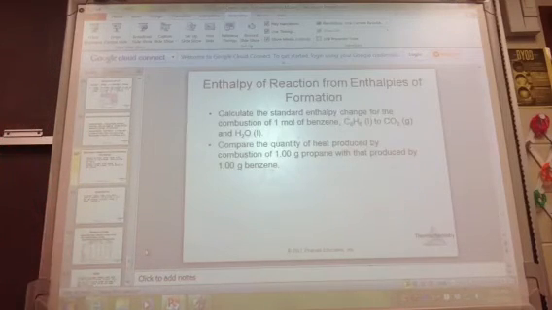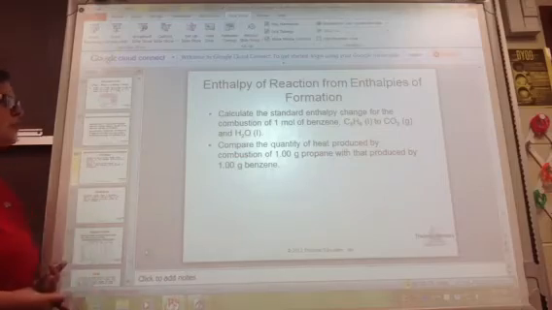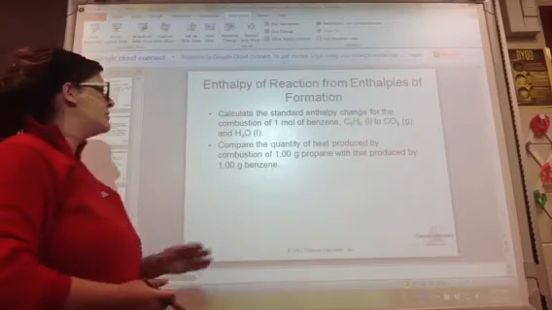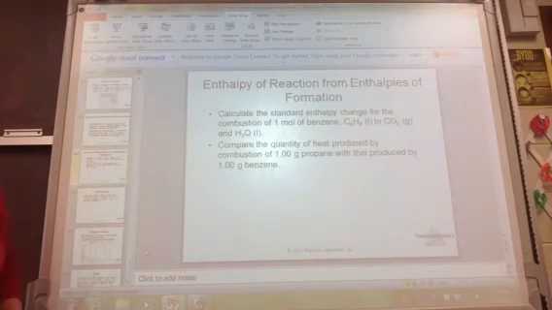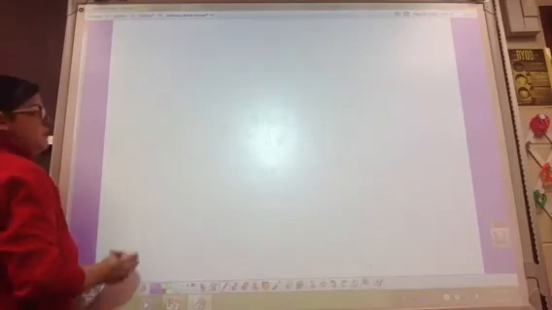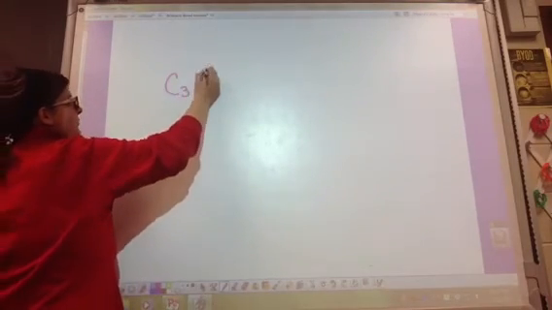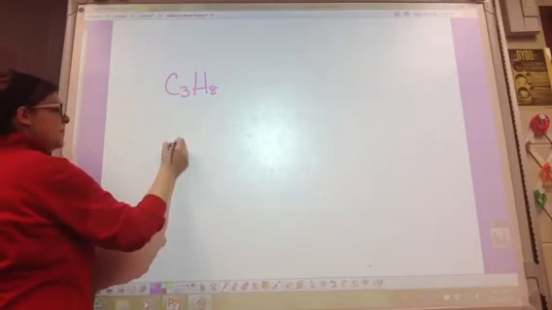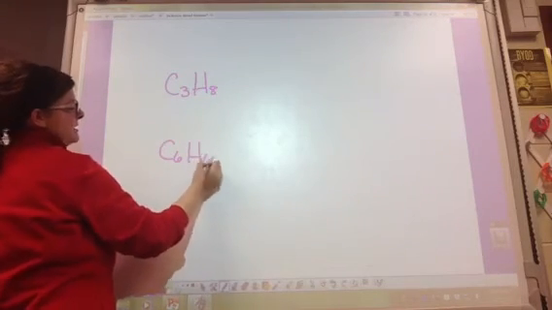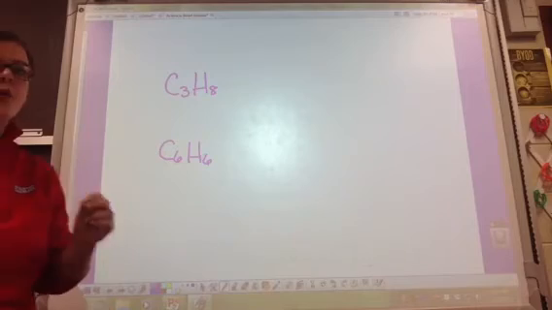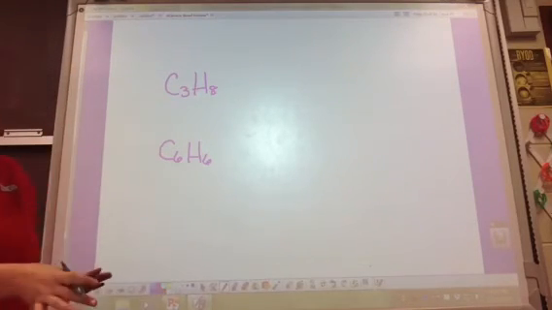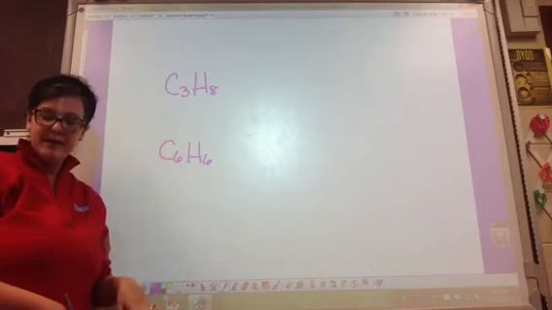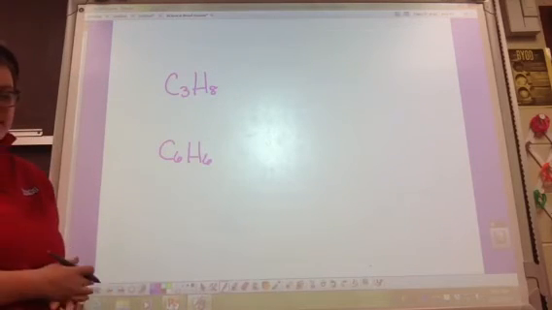Okay, in part B, they asked us to compare the quantity of heat produced by the combustion of 1 gram of propane with that produced by 1 gram of benzene. So propane has the formula C3H8. And benzene has the formula C6H6, which they would give you on the AP test. So they would say propane, which is C3H8. They would say benzene, which is C6H6.